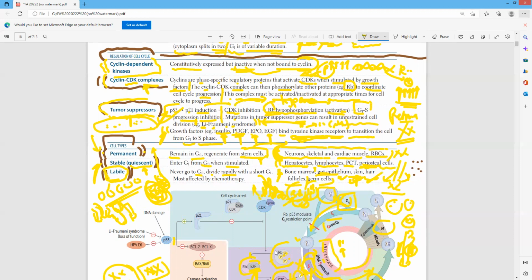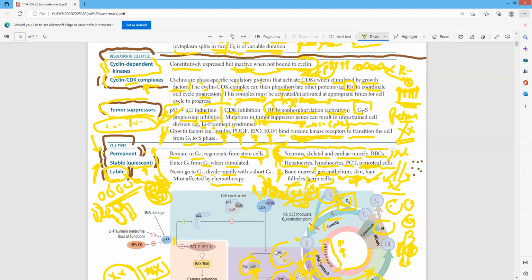For females, they have the period every month, and for males, they have millions of sperms. We will see that in the reproductive system. Labile cells are the most affected by chemotherapy. Not to memorize that; I just want you to understand the concept behind it.